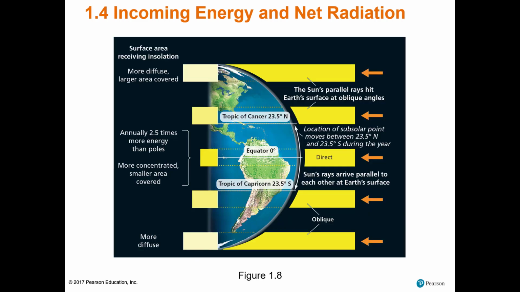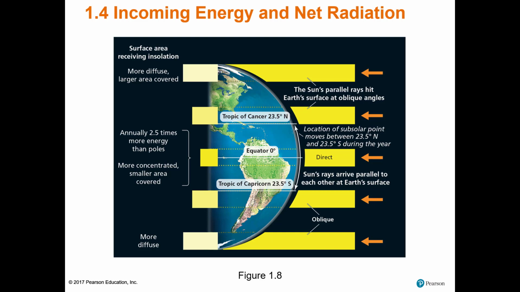So here is a diagram showing you different surface areas receiving different amounts of insolation. Look at the boxes on the left. There's a bright yellow square at the equator, and then those rectangles get lighter in color as you go towards the poles. Annually, there's 2.5 times more energy at the equator than the poles. It's more concentrated and a smaller area is covered, despite the fact, if you look on the right, all of those arrows are drawn the same size, and those amounts of energy are equal coming in to Earth's atmosphere.